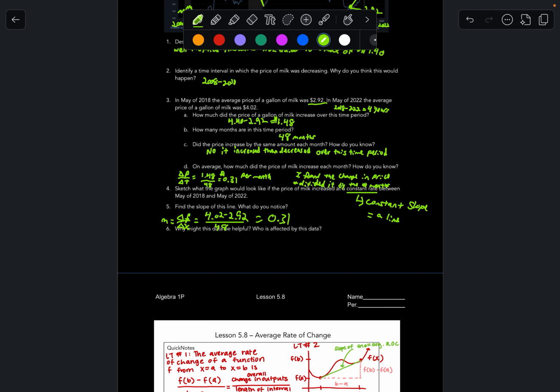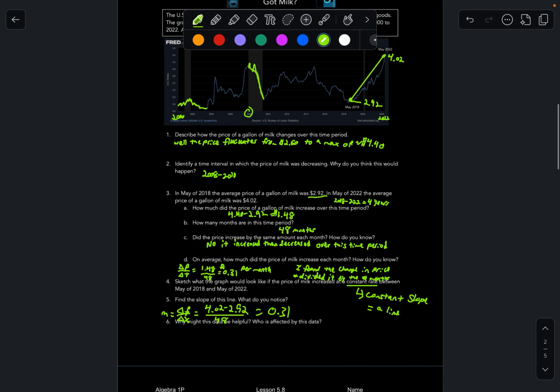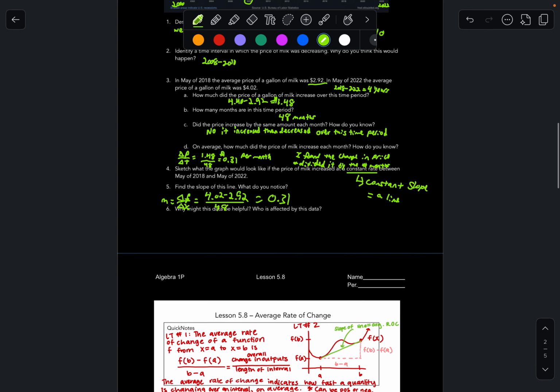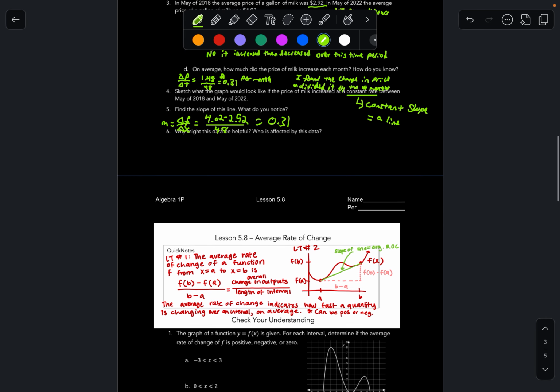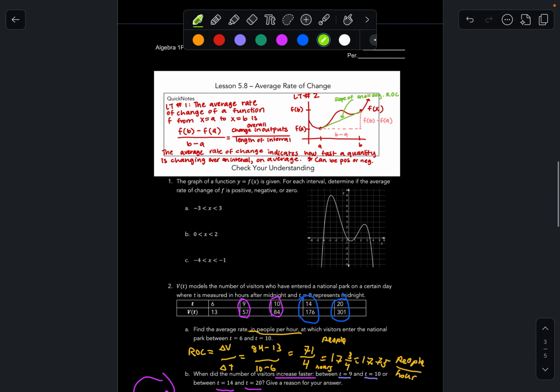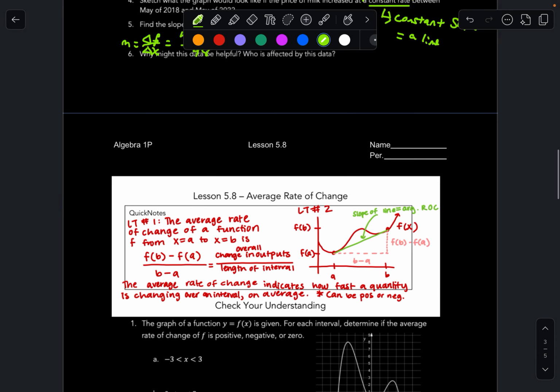Why might this data be helpful? There's lots of reasons. It's not really germane to the math, so I'm not going to get into it because my brain just froze. So the next thing is, let's just go over the important learning targets, or the important quick notes.